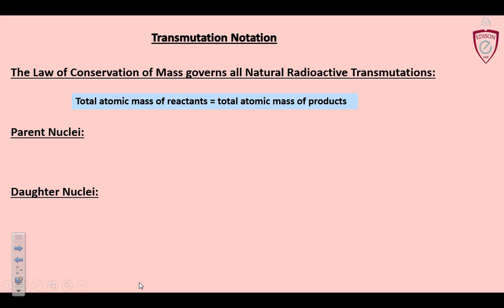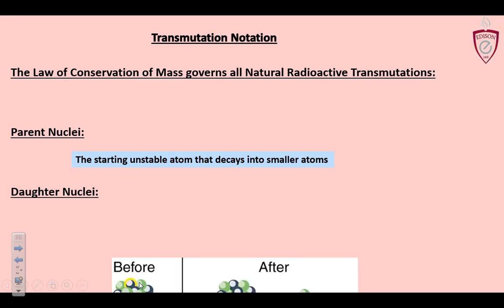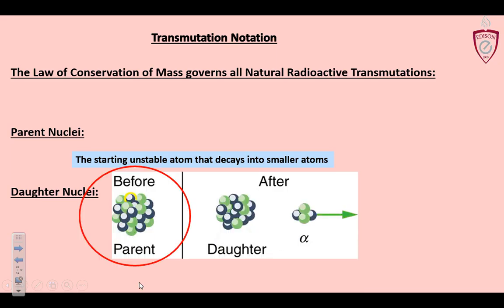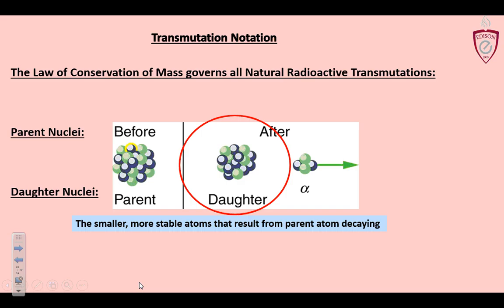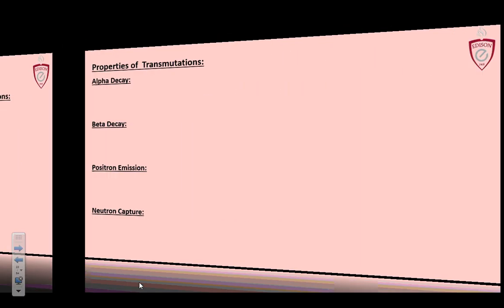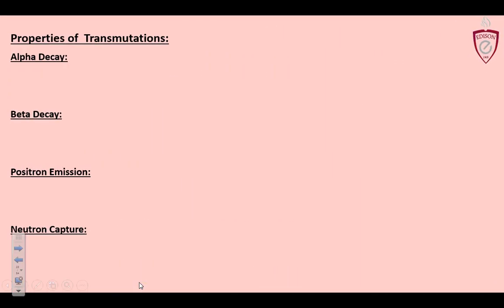So the law of conservation of mass governs all natural radioactive transmutations. The parent nuclei is going to be the starting unstable atom that decays into the smaller atom. So in this picture, it's on the left. And the daughter nuclei is what it turns into. So put some terms you need to know: parent nuclei, daughter nuclei. What was before, what was after the transmutation.